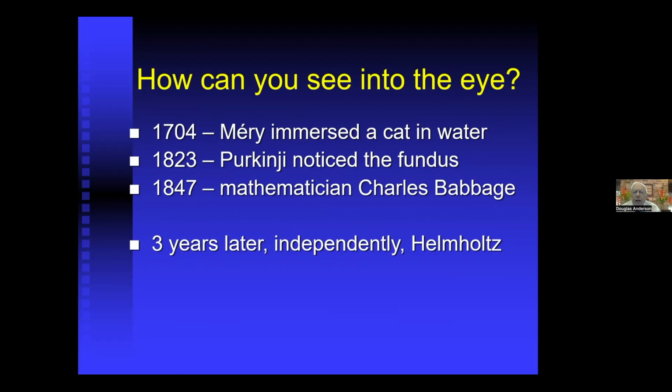How can you see into the eye to see what's going on? Murray immersed a cat in water. Well, okay. Purkinje noticed the fundus of some animals accidentally on occasion. In 1847, however, a mathematician figured out a way that you could see inside the fundus and recognize what the problem was. But it was 3 years later before Helmholtz, quite independently, not knowing of Babbage's work, developed the ophthalmoscope.